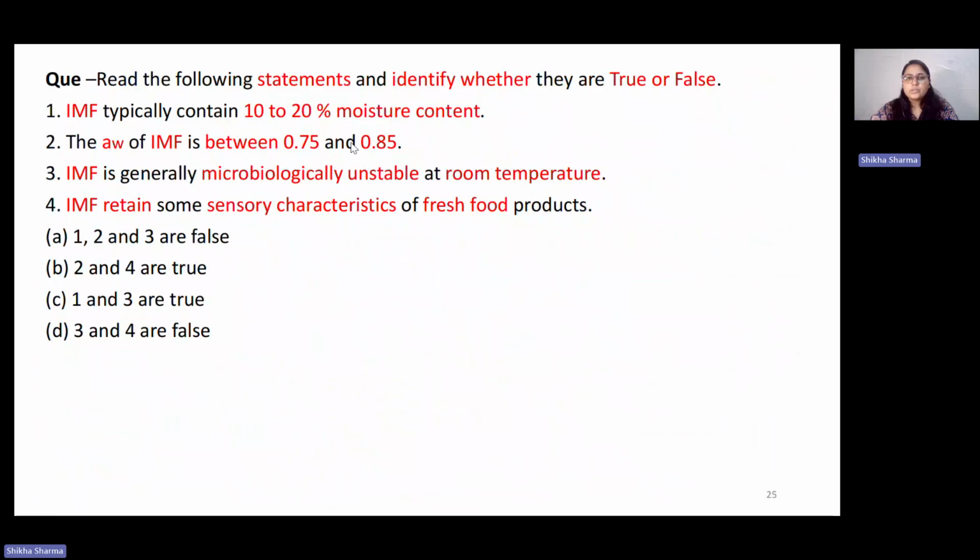Okay, let's discuss this question now. Read the following statements and identify whether they are true or false. We have four statements about IMF, which is intermediate moisture food. It typically contains 10 to 20% moisture, and the water activity is between 0.75 and 0.85. They are generally microbially unstable at room temperature, and they retain some sensory characteristics of fresh food products. We need to tell which of these four statements are true and which are false.